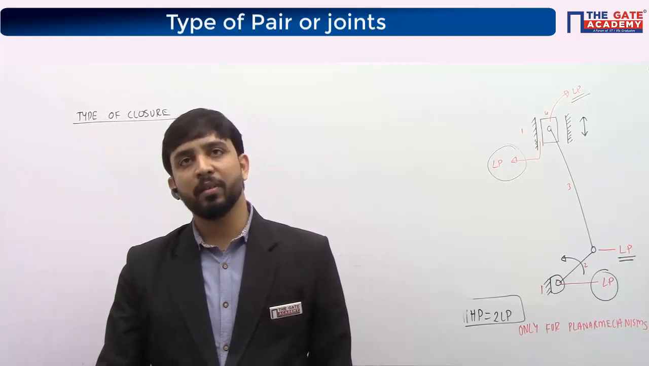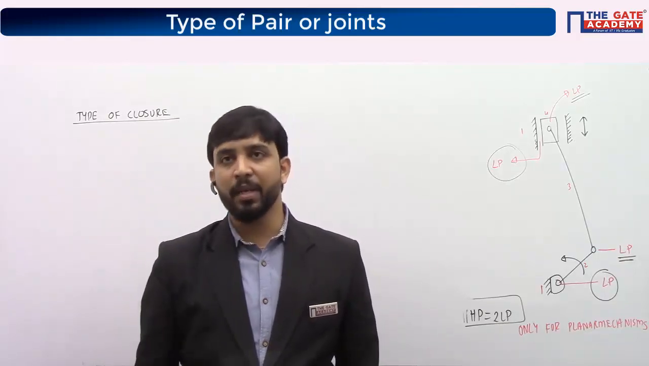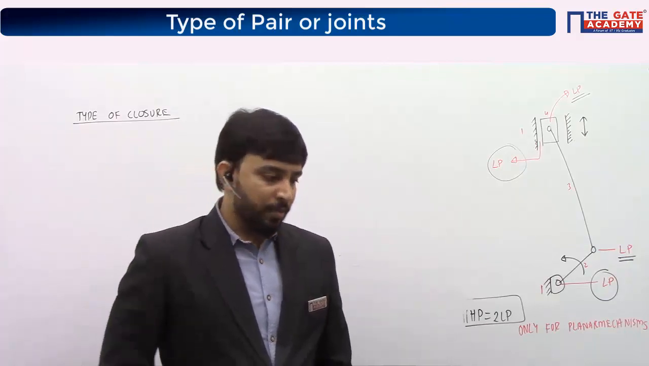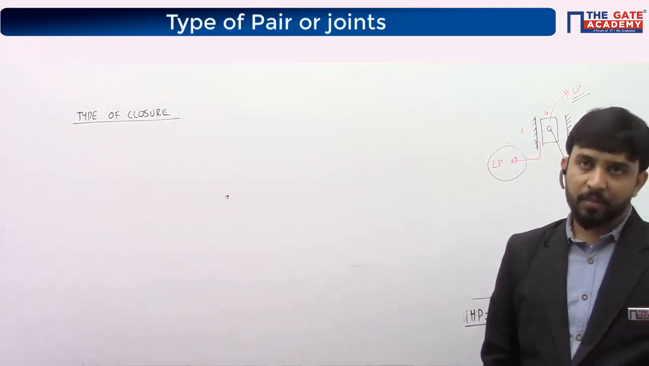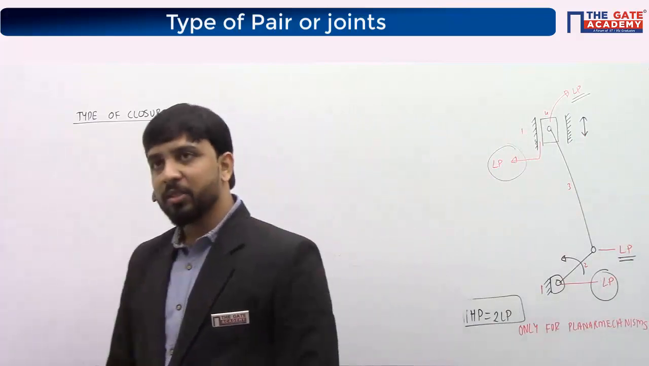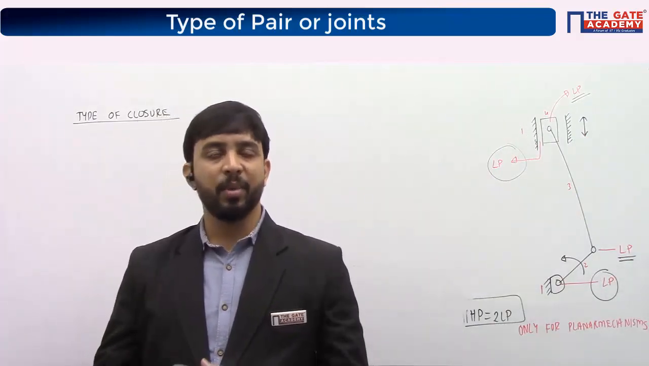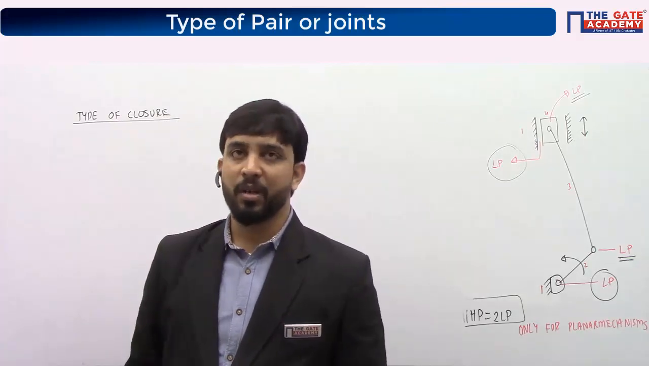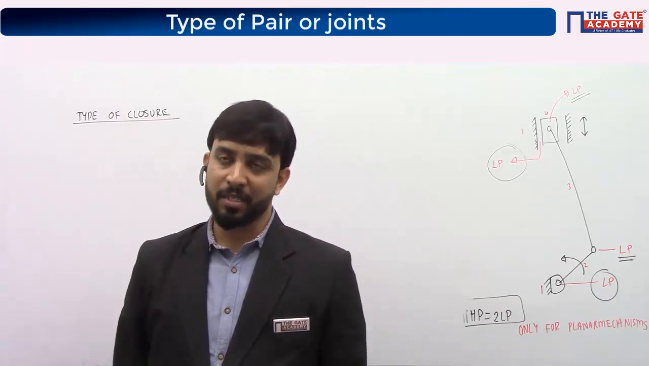Elements of the pair are held together because of their geometry. So if I take a ball inside a socket, or if I take a turning pair, they are held together because of their geometry, okay? That's why it's called a self-closed pair.